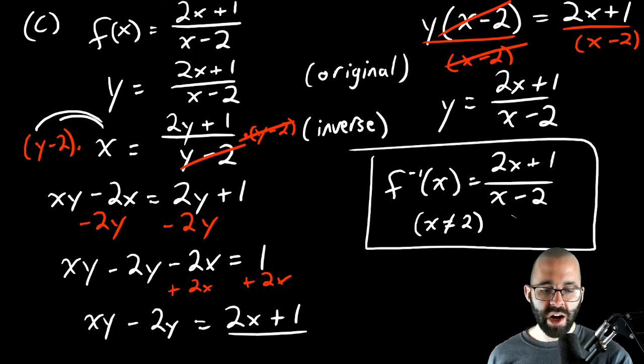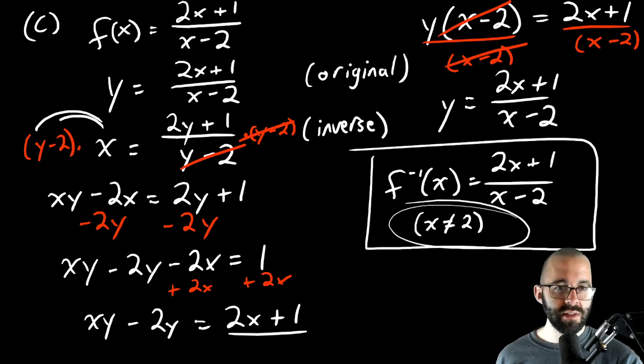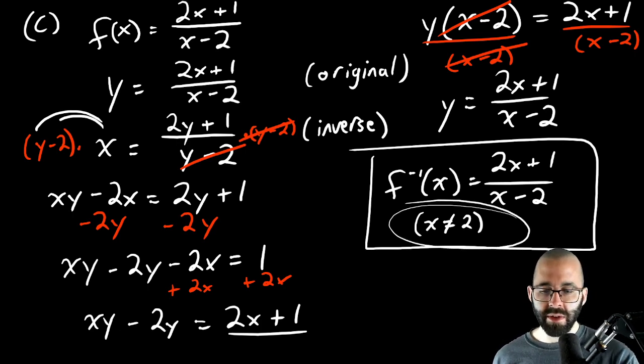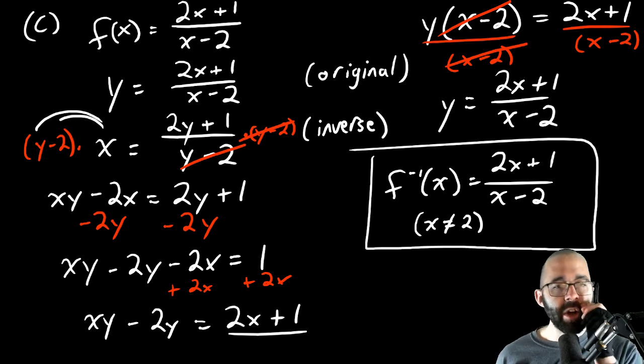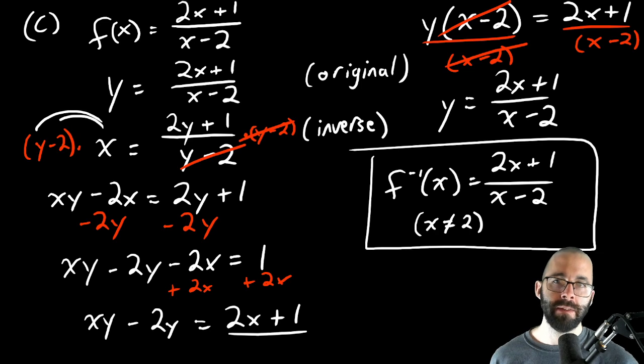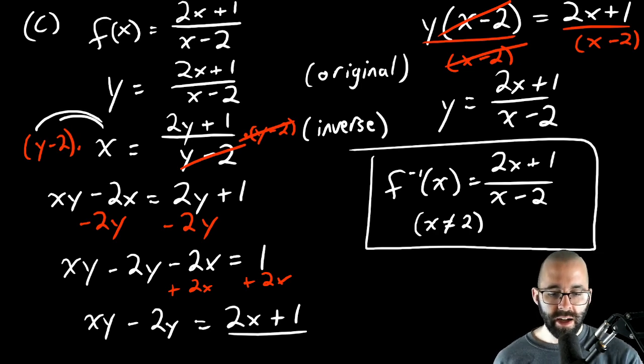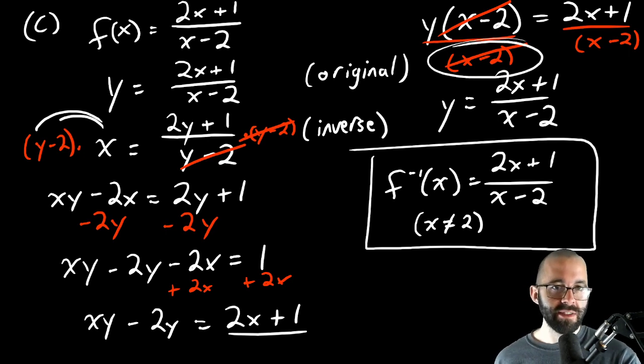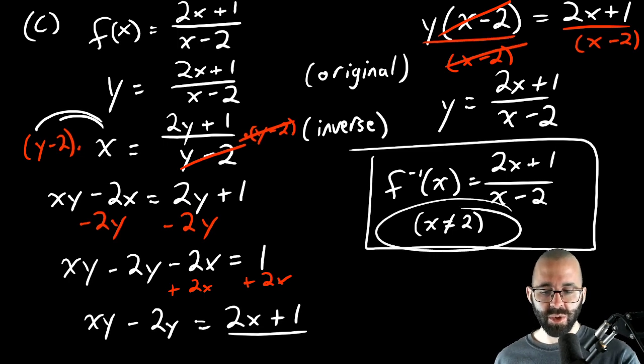I'm not going to be requiring you to write this, so you don't have to worry about it too much. But in general, that's what's going on here, because we did divide both sides by x minus 2. And you can't divide both sides by 0. If x is 2, that means we're dividing both sides by 0, which is complete nonsense. So that's where this requirement comes from.